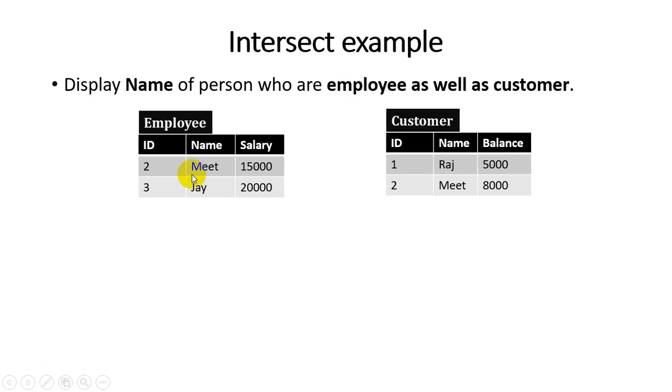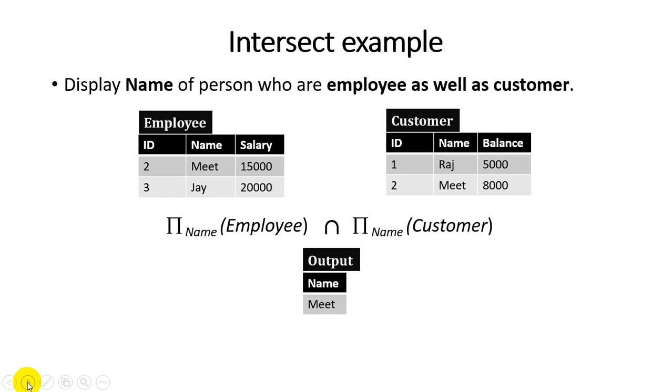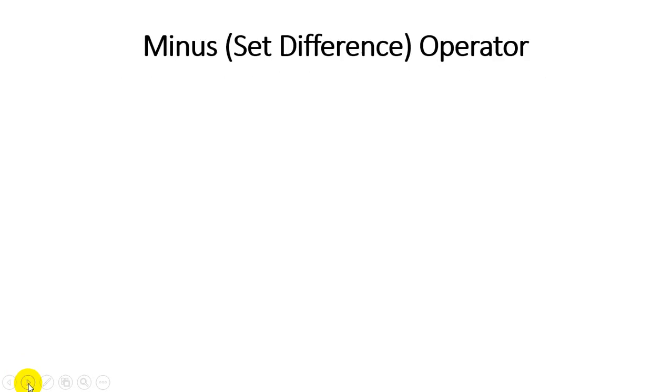Without using intersect, we can just overlay and say that Meet is a common name among the employee and customer tables. So as the final result, Meet is the final output. But how can we write this in relational algebra? Projection operation on the name attribute, one belonging to employee, the same with customer, combined with the intersect operator to generate the common output. And as the end user requires only the name to be displayed, we just retrieve the final output attribute known as name. So I think you are clear on what intersection is.